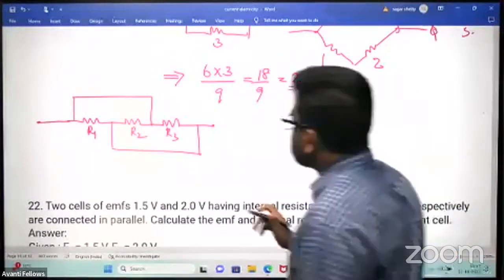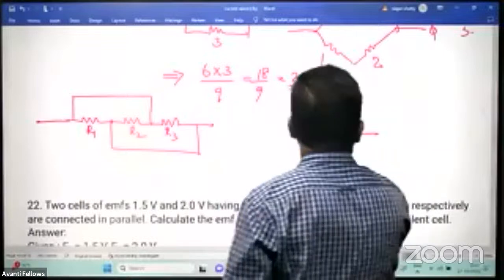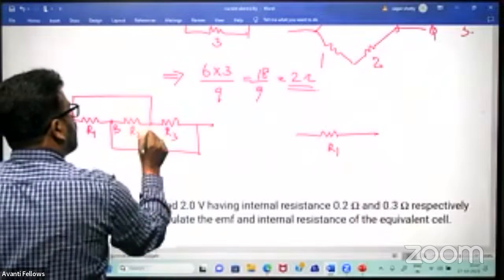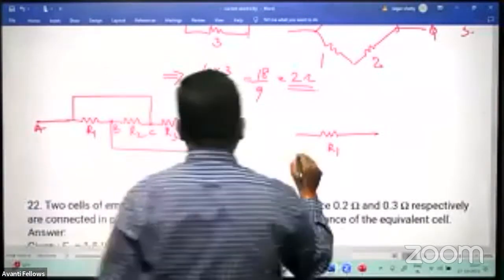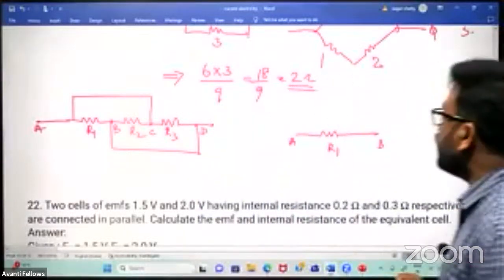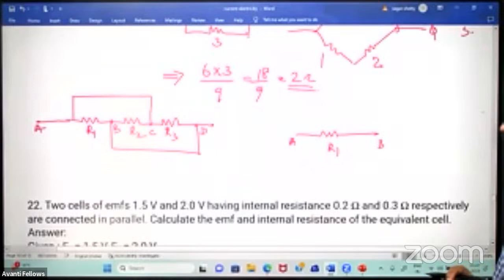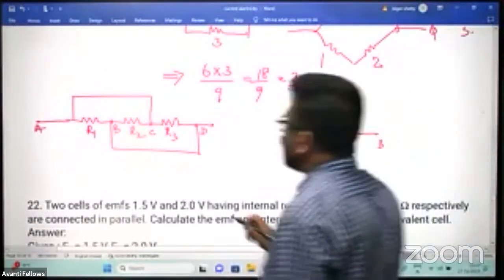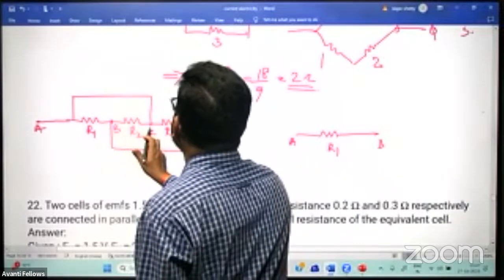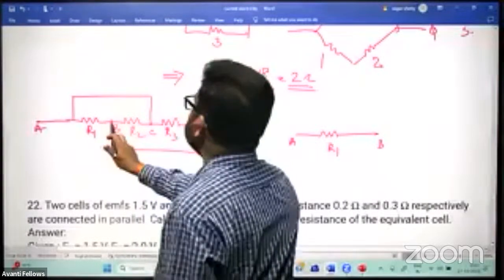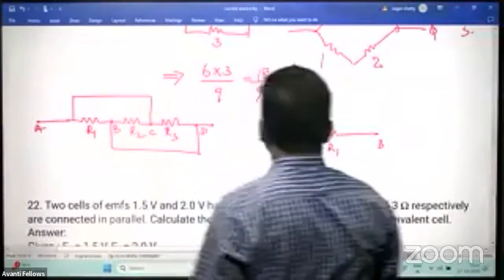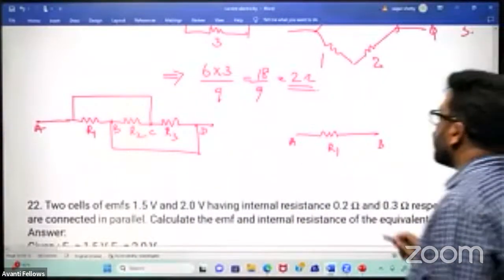So see this, let us take R1 only initially, this is R1. So this is point A, point B, point C, point D. R1 is between point A and B. Listen carefully. So R1 is between point A and B. Now what is R2? R2 is between one end is B, next end is C. C is in turn connected. So in effect, R2 is also connected between A and B.